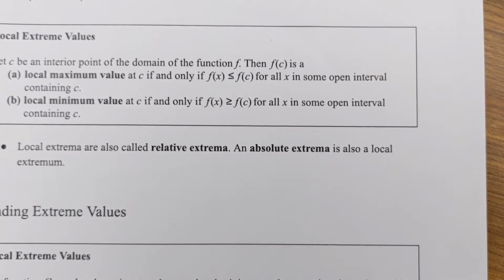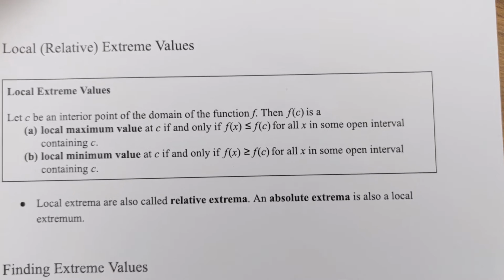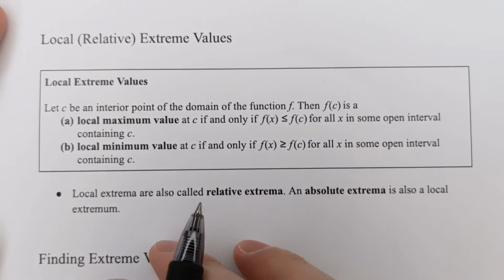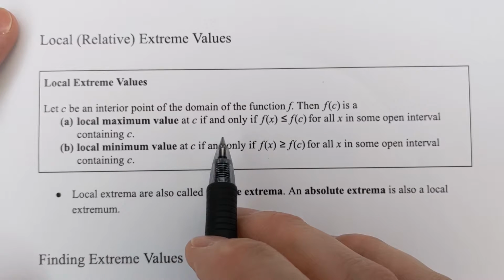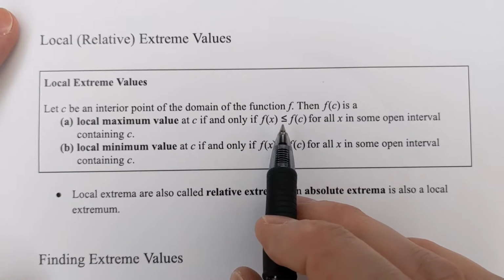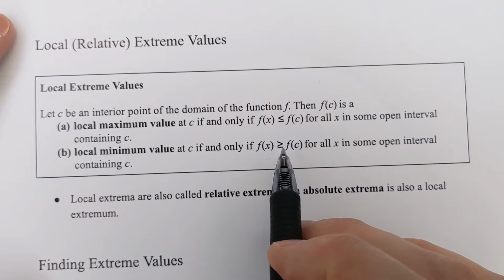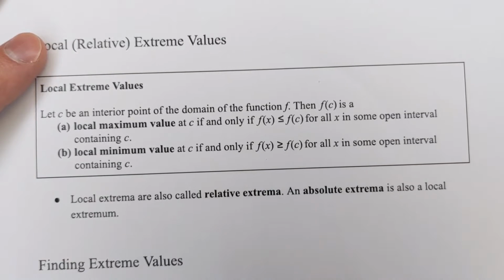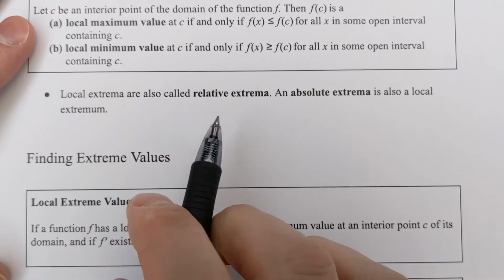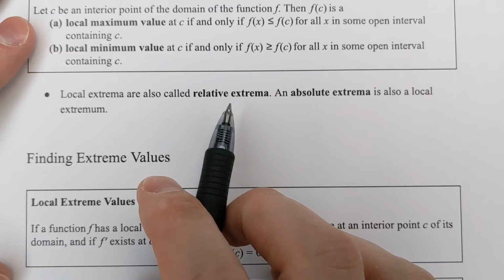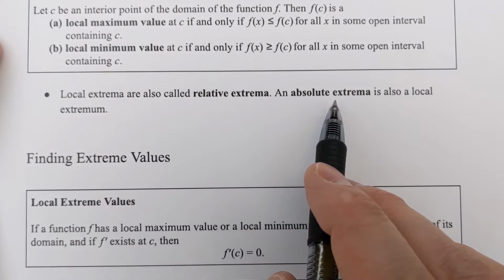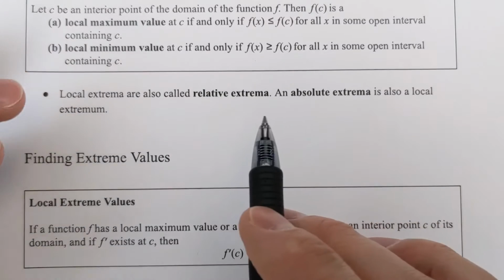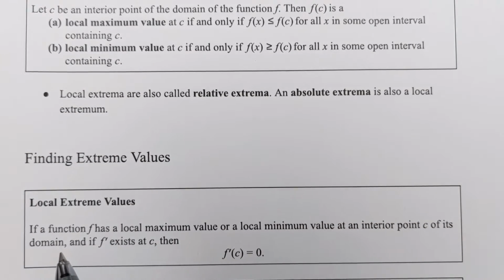Okay, so we got local or relative extreme values. So local maximums and minimums are in a given region, the largest or smallest values, not necessarily the overall largest or smallest. So these are referred to as relative extrema because they're not for the whole function, they're just in their specific area. Absolute extrema also are local because if they're the most maximum, they're the biggest point in the area.